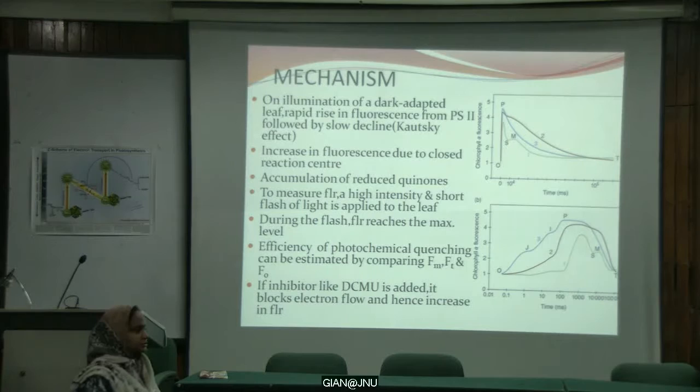A very high intensity and short flash of light is applied, which is also known as actinic light. During the flash, fluorescence reaches the maximum level. It is shown by the graph. Fluorescence increases to the maximum at P, and 1, 2, 3 are the intensities of light. 1 is the minimum intensity of light, but 3 is the maximum intensity of light.